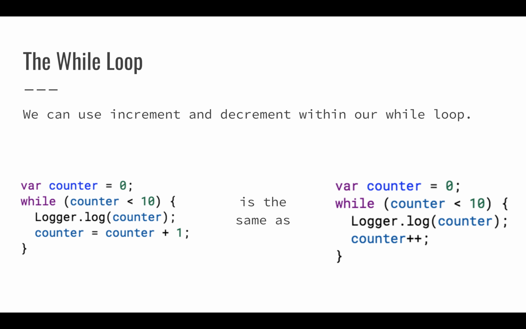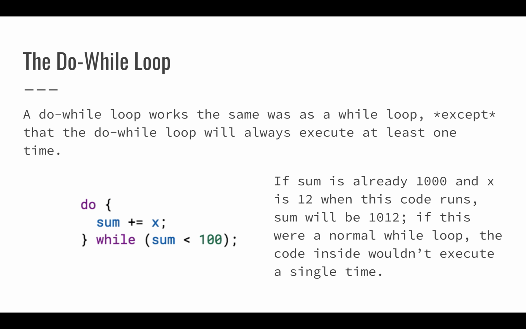The while loop, we can change this so that we have less code, and we just use this increment operator. So this plus plus, we call that the increment operator. On the left, you'll see that we're iterating from 0 up to 10, and we're setting counter equal to counter plus 1. On the right, it's the exact same thing. We're just saying counter plus plus to eliminate some code that we have to write and to make things a little bit cleaner.